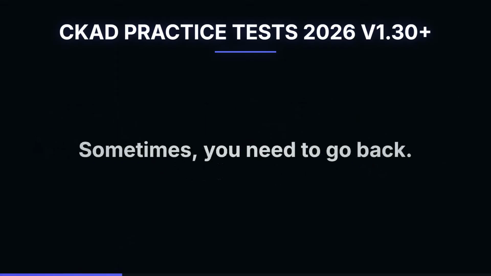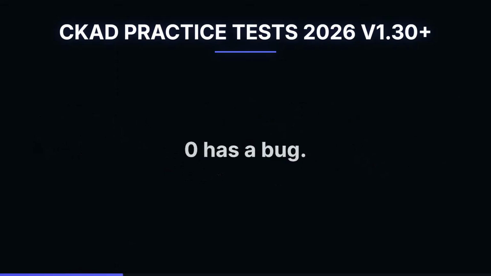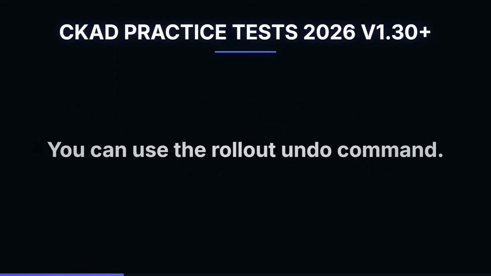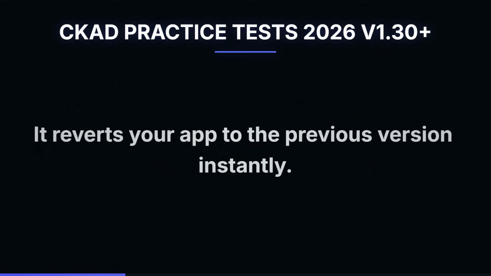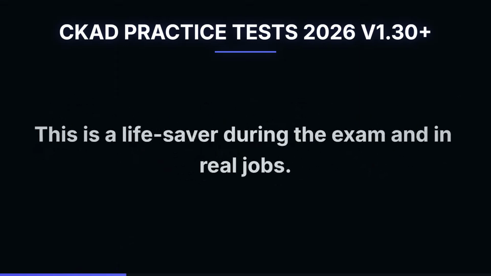Sometimes, you need to go back. Version 2.0 has a bug. You can use the rollout undo command. It is like a time machine. It reverts your app to the previous version instantly. This is a lifesaver during the exam and in real jobs.